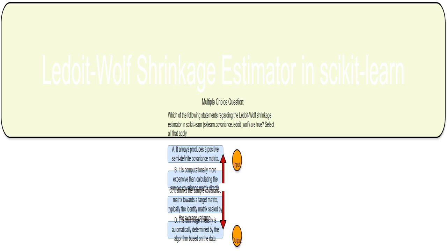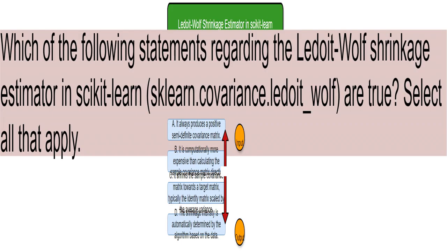This is the topic of the multiple choice quiz. We're focusing on understanding how the Ledoit-Wolf method, a specific way to estimate covariance matrices, works within the scikit-learn library in Python. This is the core question. I need to carefully evaluate each statement to determine its accuracy based on my knowledge of the Ledoit-Wolf estimator.